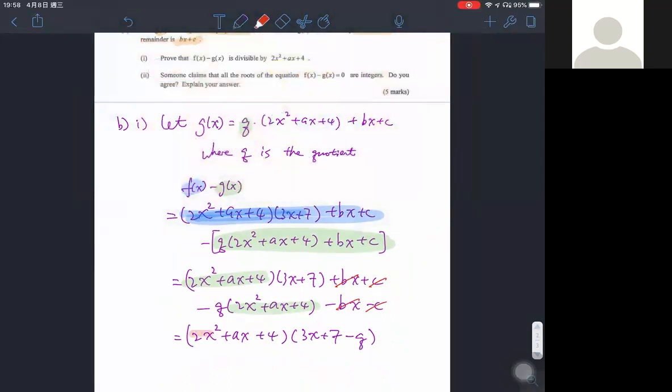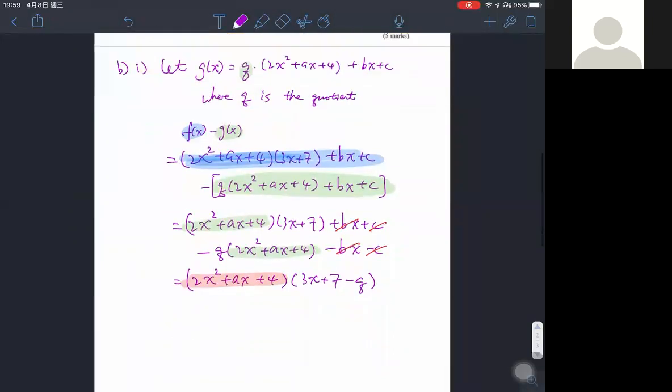So you can see that I have a factor here, the factor 2x squared plus ax plus 4. Okay, so it means that f(x) minus g(x) is divisible by 2x squared plus ax plus 4. Okay, therefore we have a conclusion. Therefore, f(x) minus g(x) is divisible by 2x squared plus ax plus 4. That's all. Okay, so this is B1.